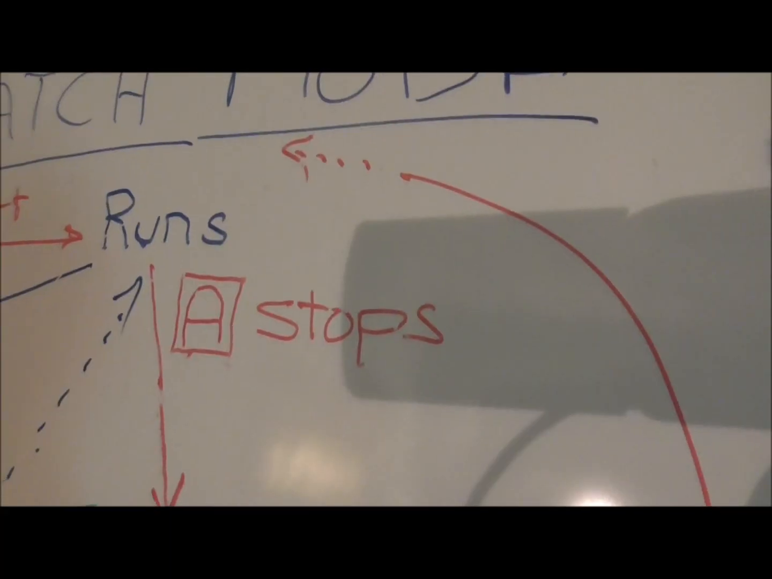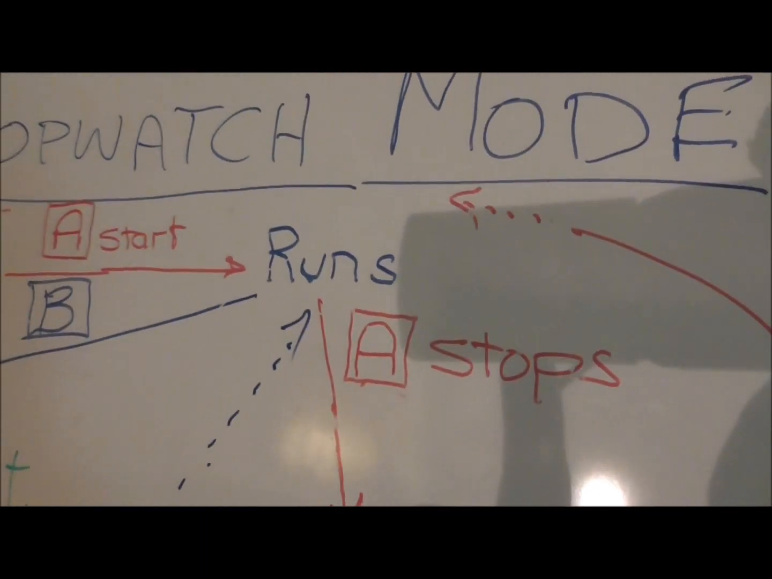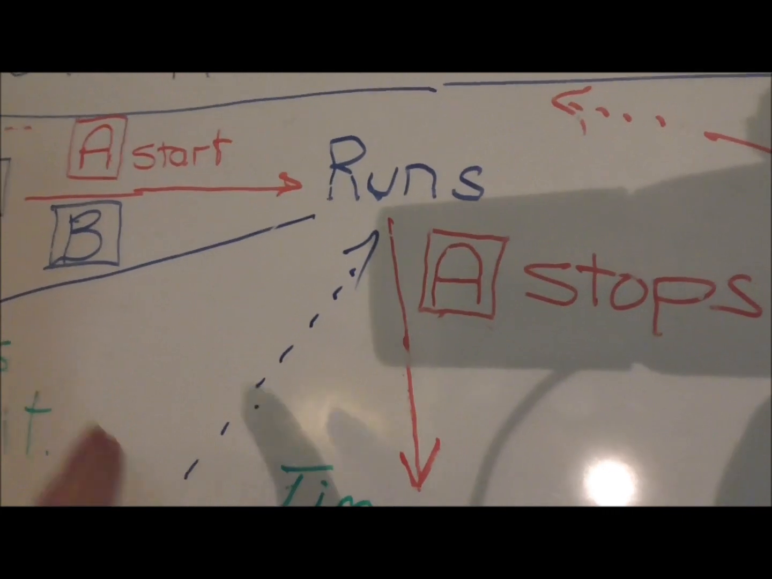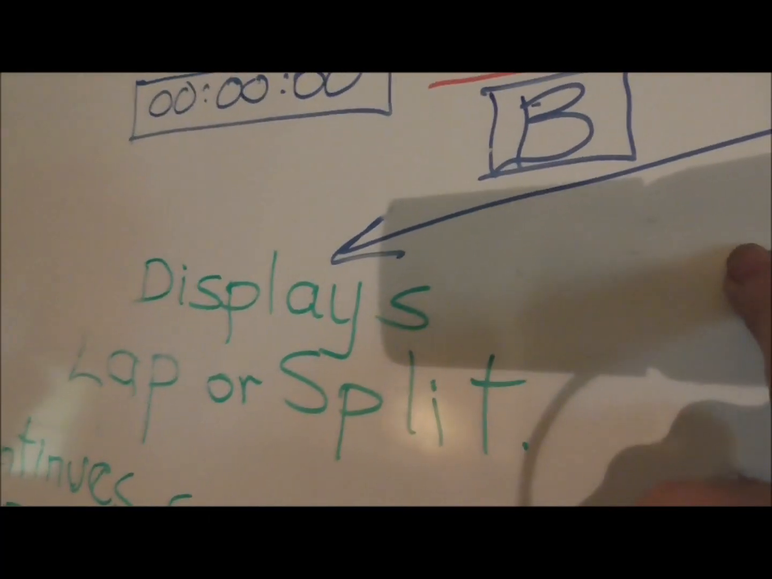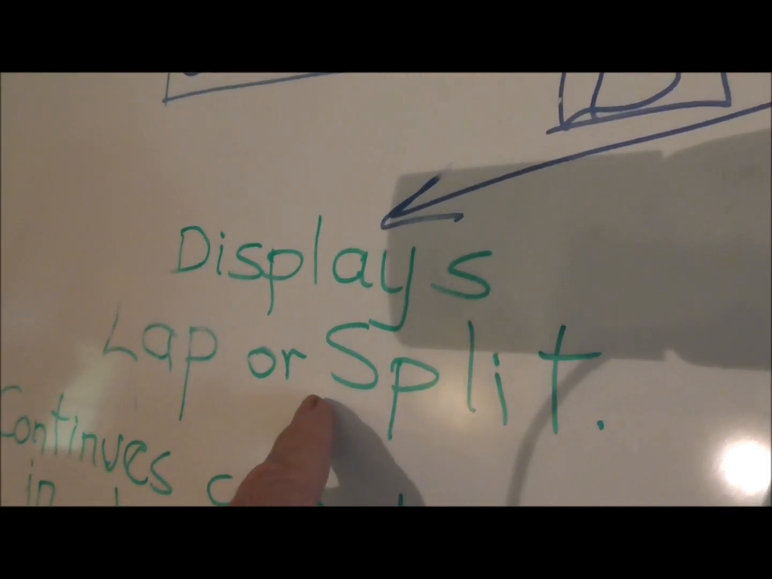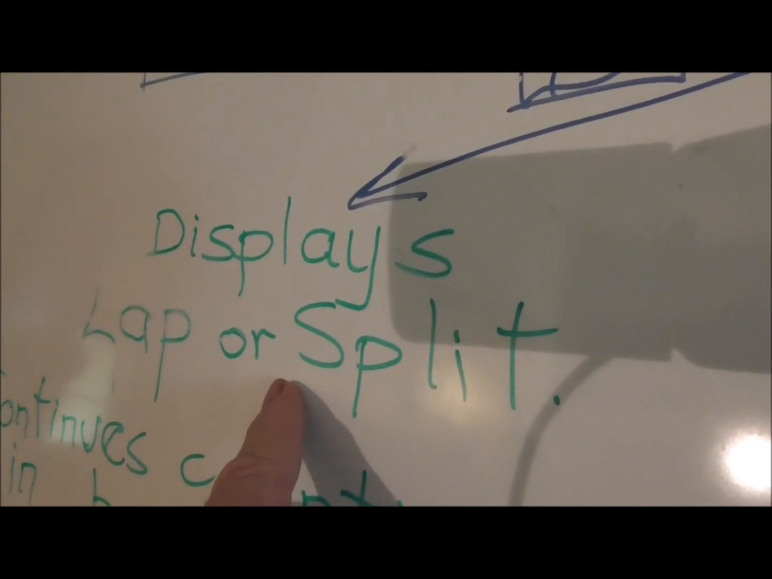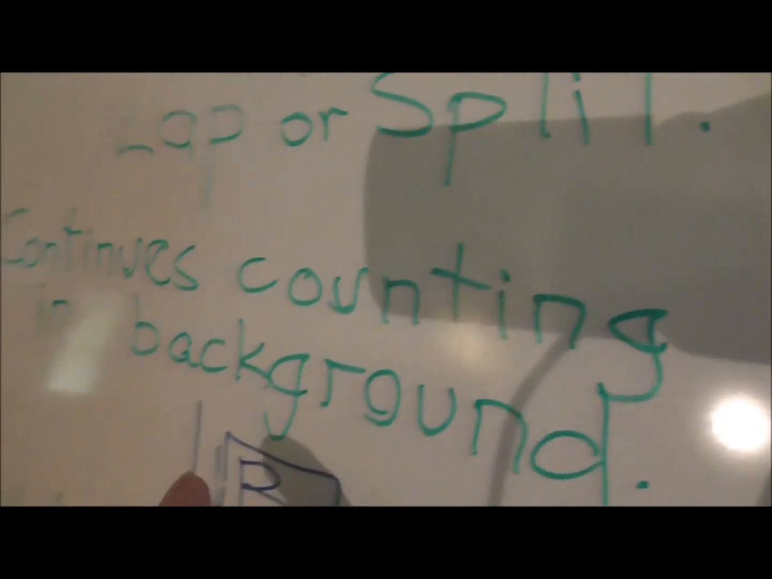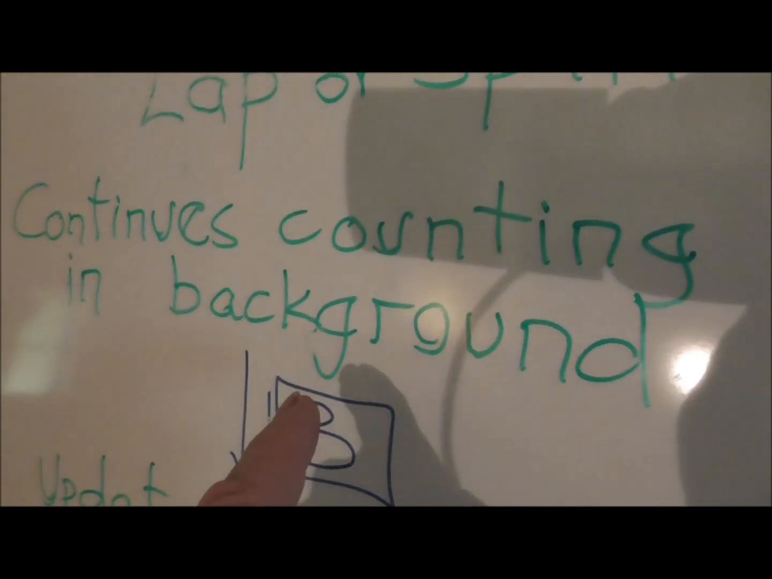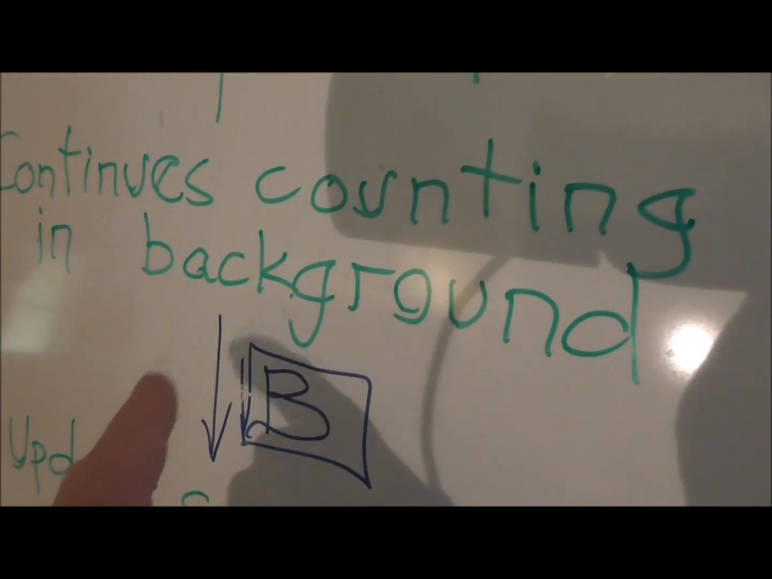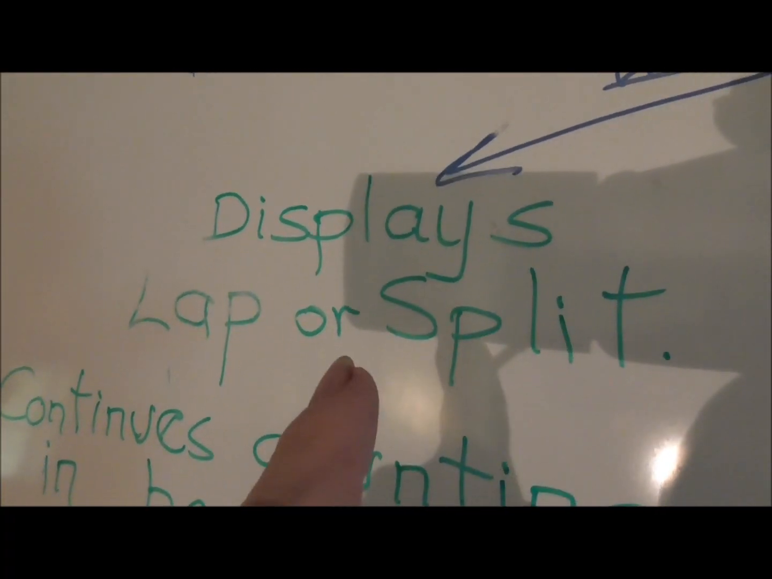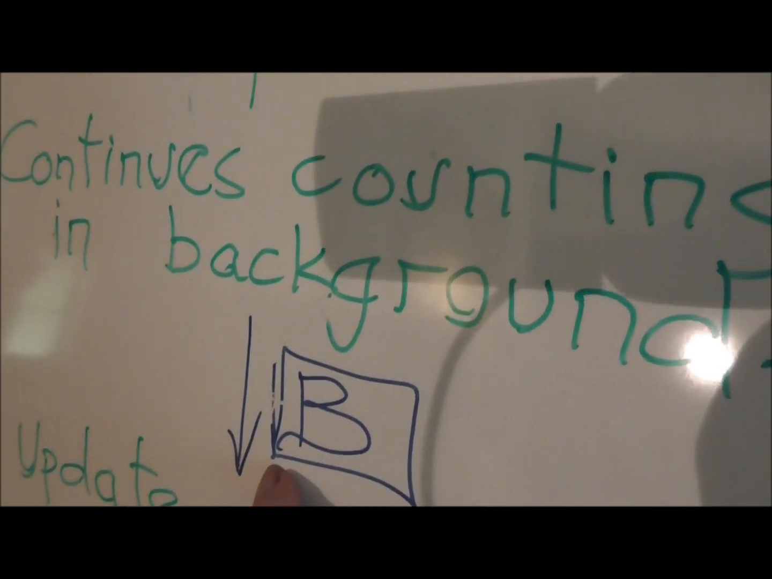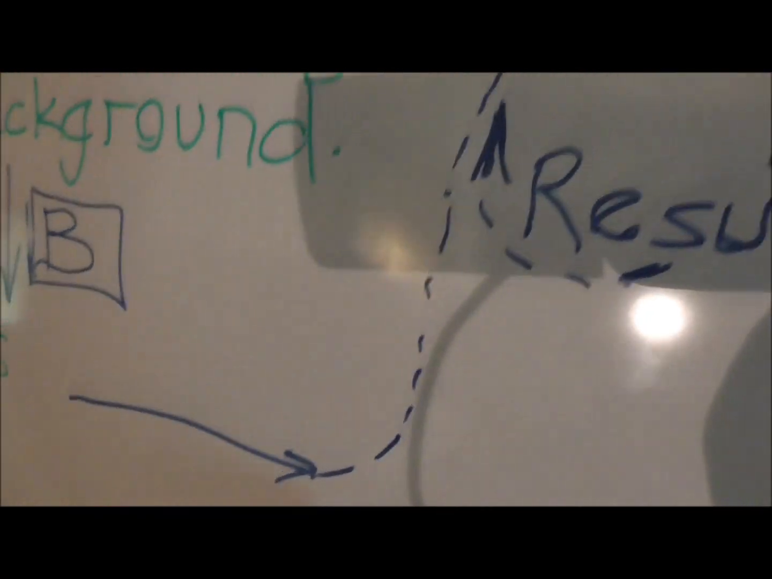These things will do one other thing. If you are in run mode and you press button B, that will display the lap or split time, depending on how it's been programmed, and it continues counting in the background. Once you've observed or written down what you've got off the display here, you press button B again and it'll go back into run mode.